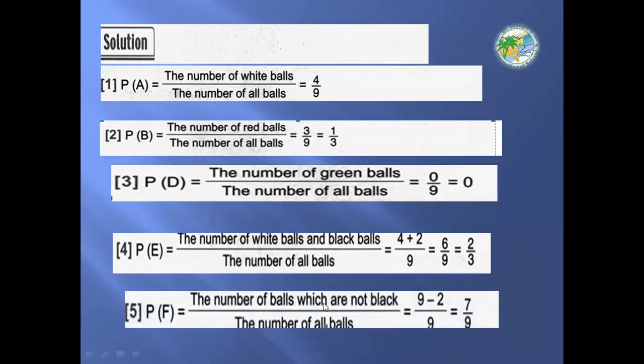The number of balls which are not black are all of them except the black ones. So we remove the black: 9 minus 2 over 9, and 9 minus 2 equals 7 over 9.